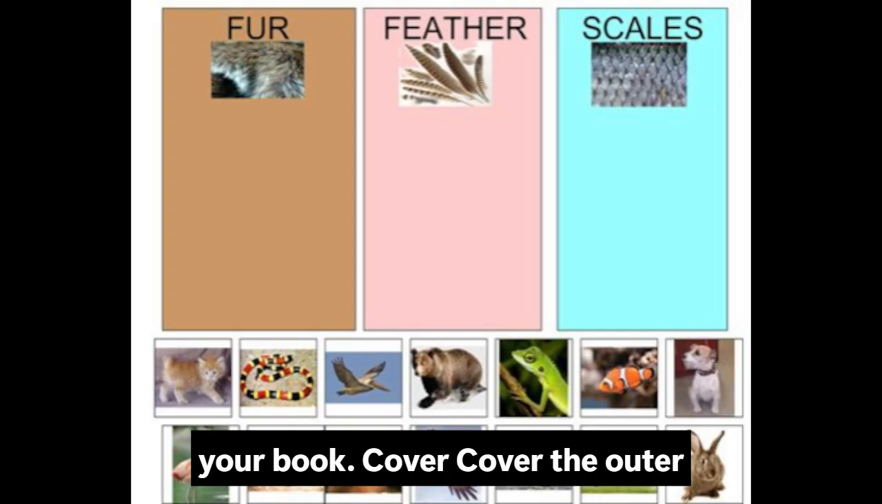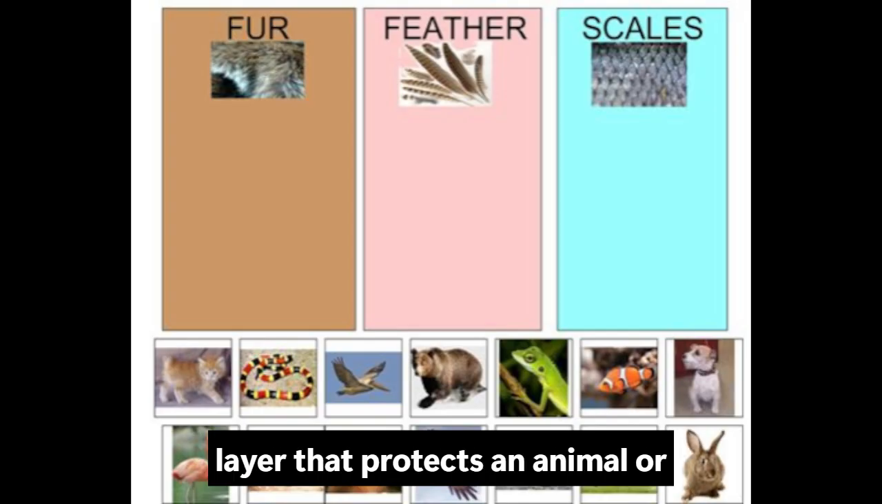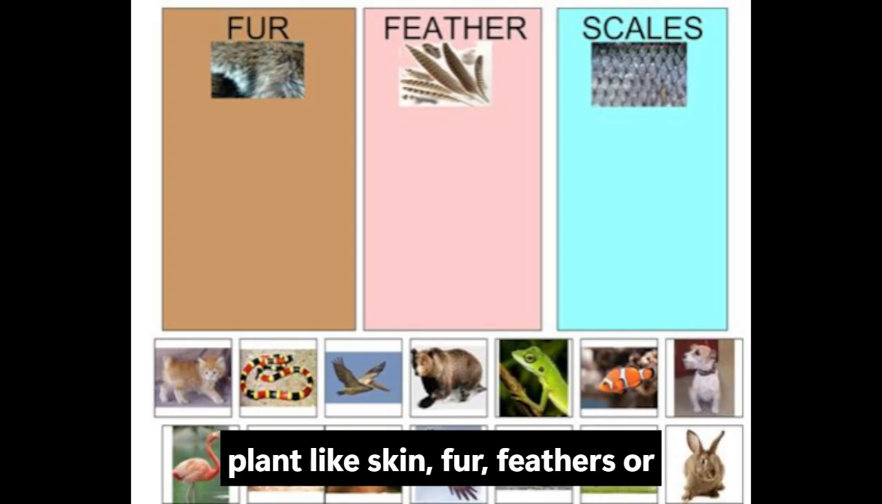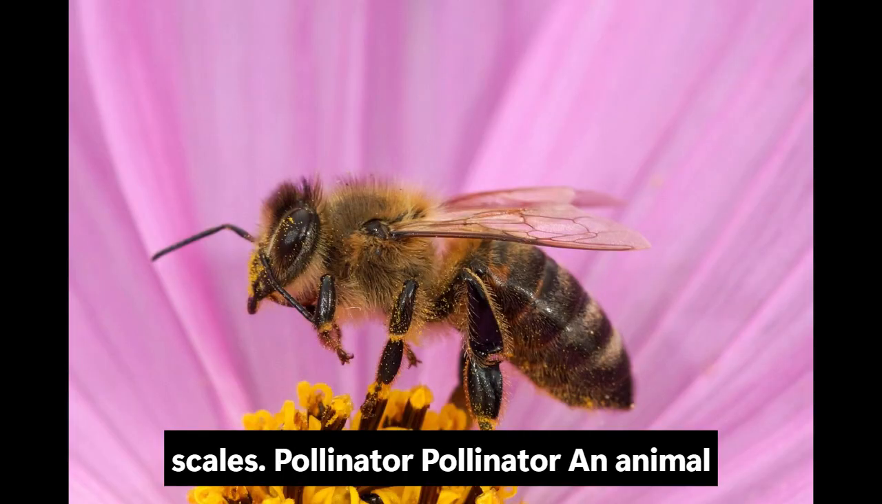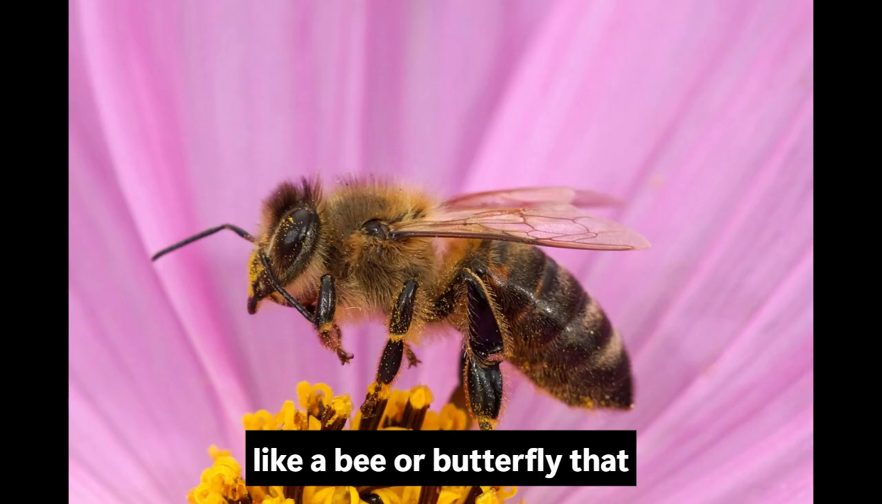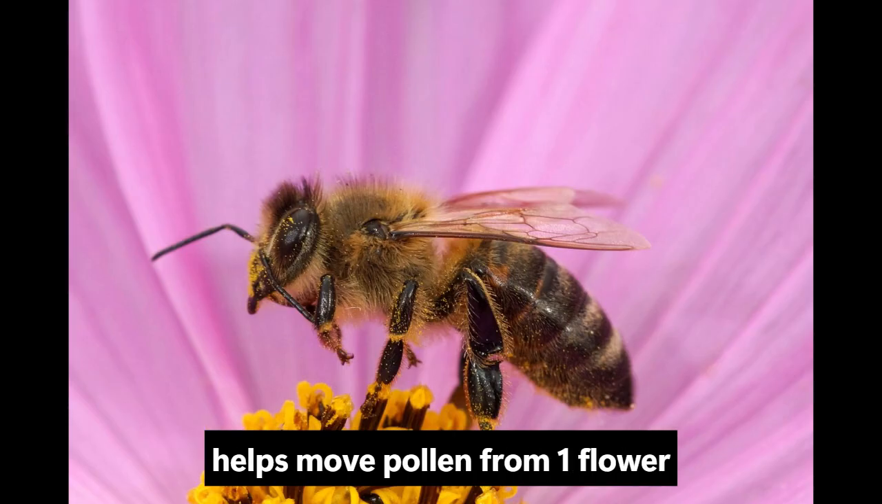Write down the following terminology in your book. Cover: the outer layer that protects an animal or plant, like skin, fur, feathers, or scales. Pollinator: an animal, like a bee or butterfly, that helps move pollen from one flower to another. Endoskeleton: a skeleton inside the body that supports and protects it.